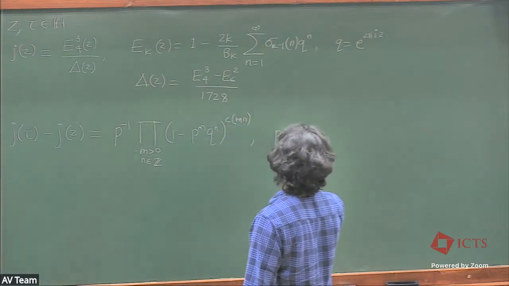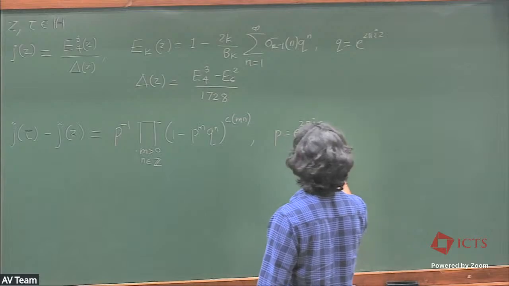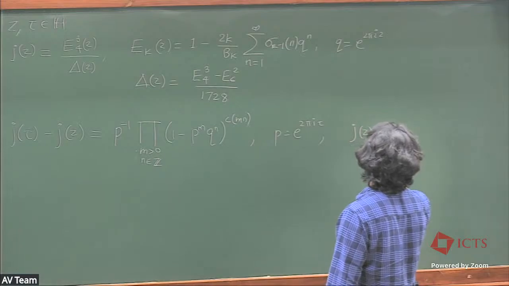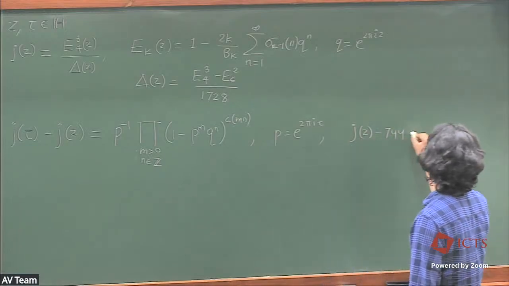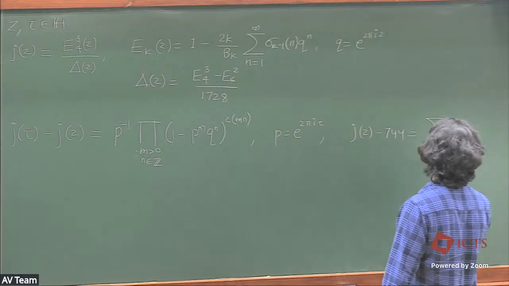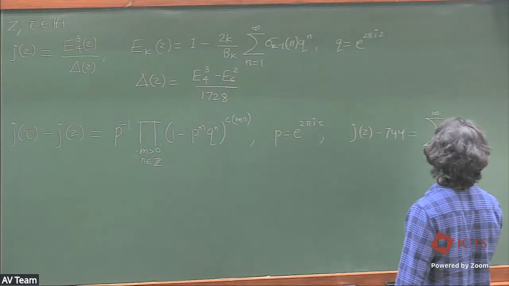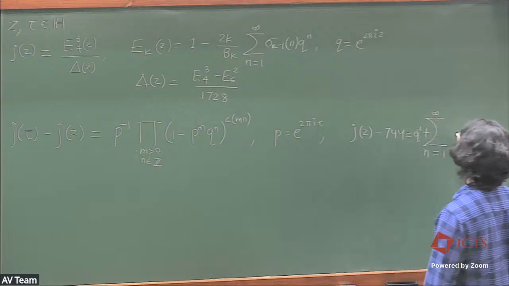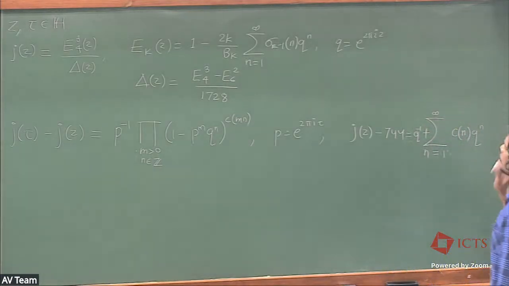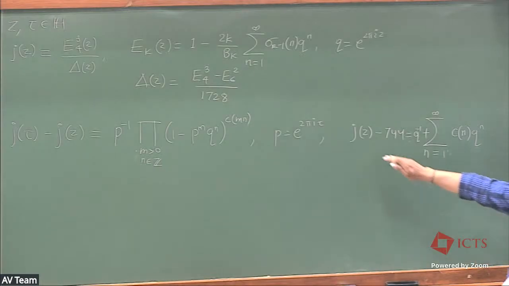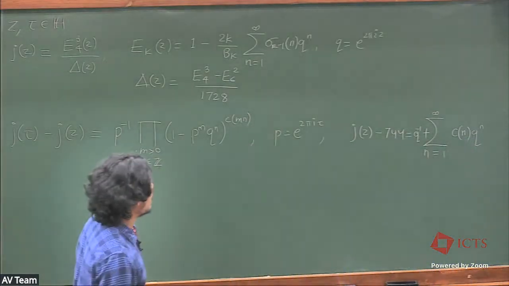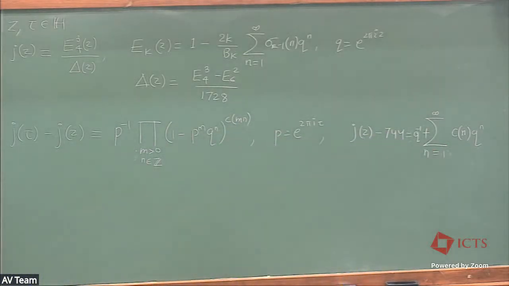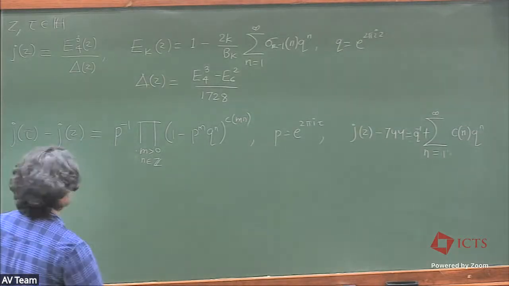Here p is e to the 2 pi i tau. And c(m,n) are the Fourier coefficients of j(z) minus 744. So I'll explain why this 744 has been subtracted: so that this function doesn't have a constant term. And then these coefficients appear in the exponent here. Now, this is related to the denominator identity for the monster Lie algebra.